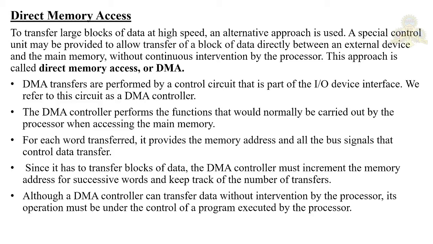To transfer a large block of data at high speed, we use an alternative approach. We use a special control unit which may be provided to allow the transfer of a block of data directly between the external device and the main memory without continuous intervention of the processor, right? This approach we call direct memory access or DMA, to minimize the use of the processor while transferring the data. So that method we call DMA, that is direct memory access.